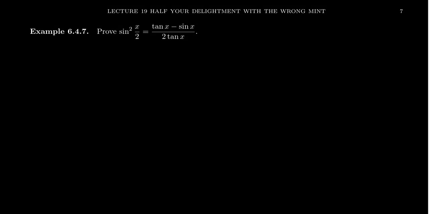In this video, we're going to prove the trigonometric identity: sine squared of x over 2 is equal to tangent x minus sine x over 2 tangent of x. Well, how are we going to prove this?